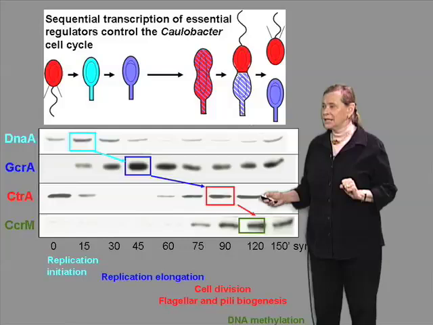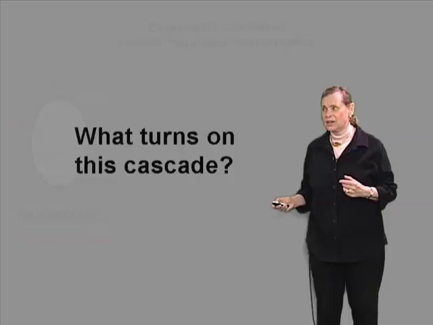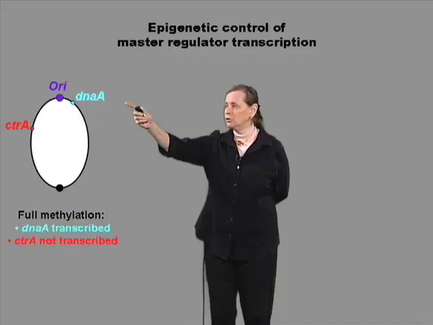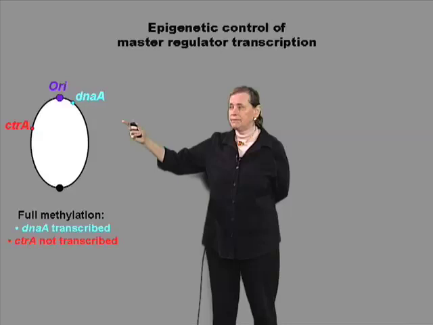The critical question is, with respect to DNA, what turns on this cascade? How do you get that DnaA to be turned on? And this was quite a surprise. It turns out that if you look at the chromosome, we have the origin at one point, the terminus at the other. The DnaA gene sits right near the origin. The CtrA gene sits on the other side and a little further down.